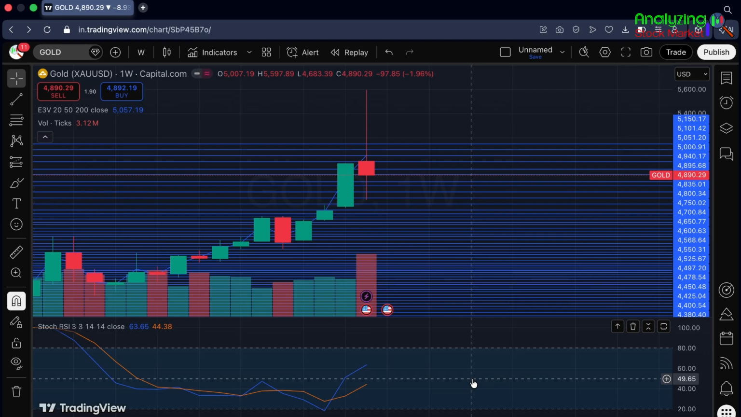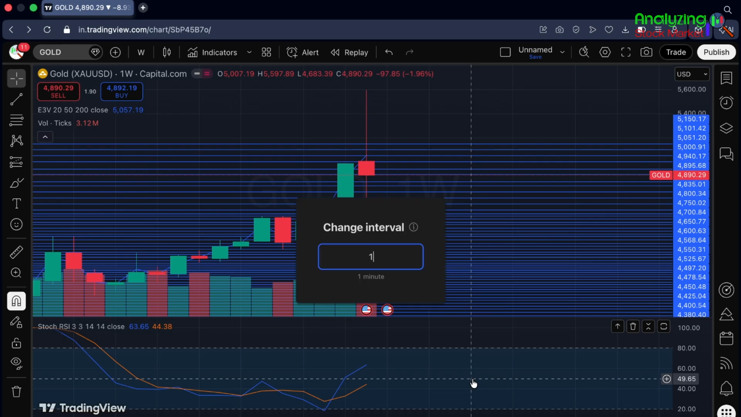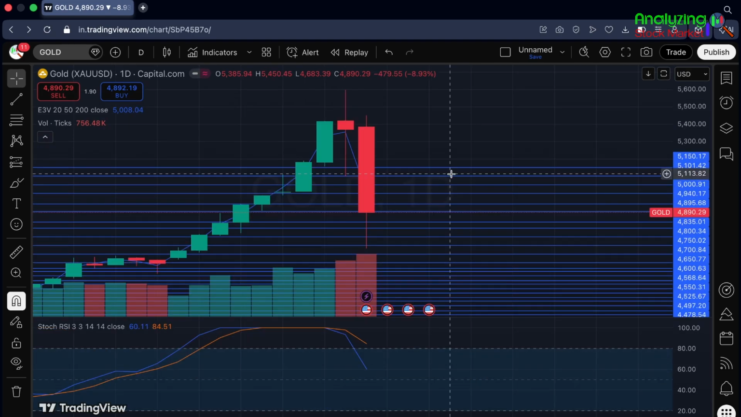So now let's mark some important support zones and resistance zones on our one-day chart. So let's open the one-day chart over here. Here, this is a one-day chart.